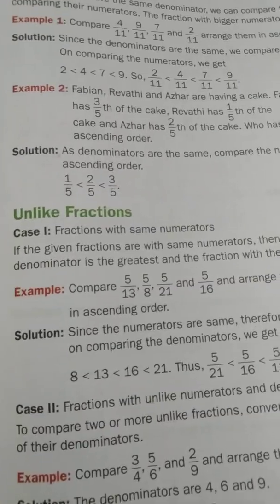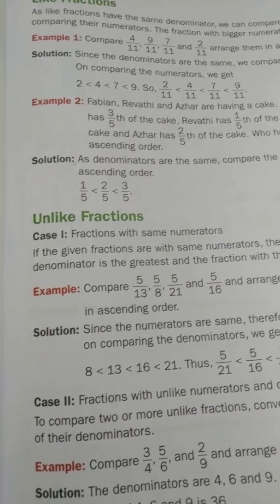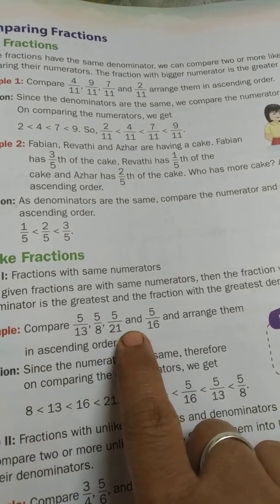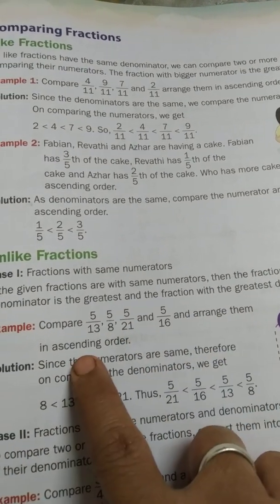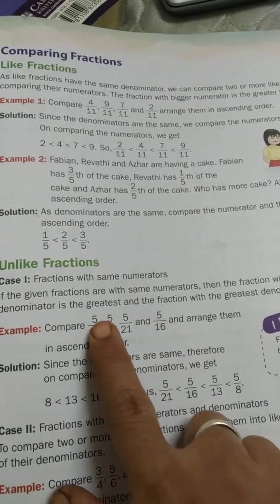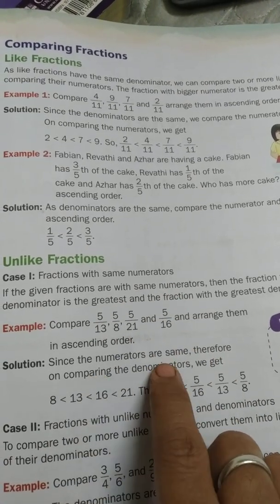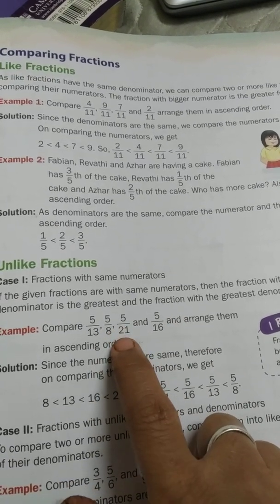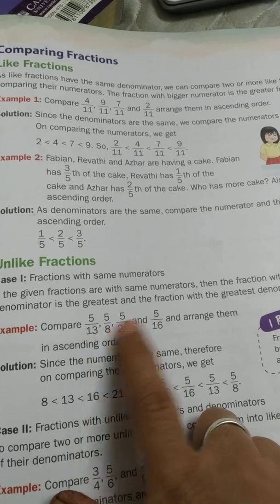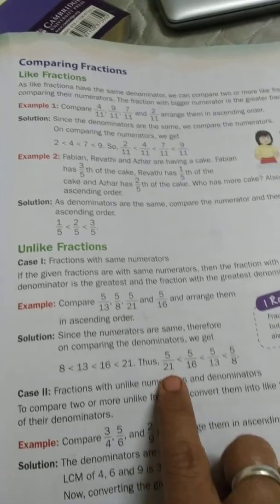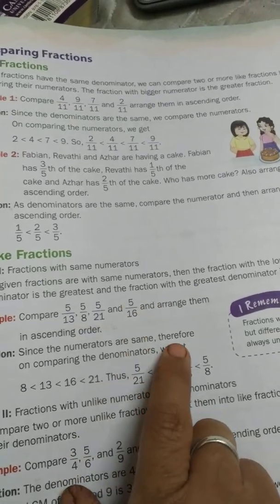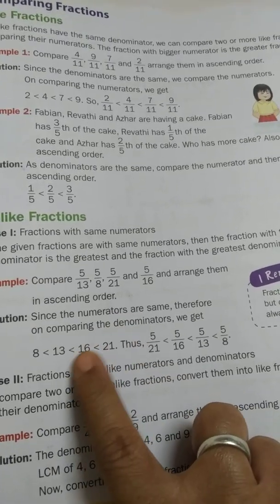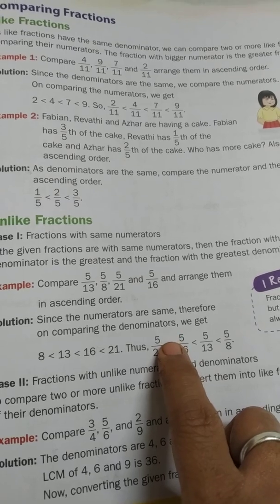If fractions are unlike fractions, see the example here: 5 by 13, 5 by 8, 5 by 21 and 5 by 16. Arrange them in ascending order. Here numerators are same. Therefore, on comparing the denominators, which one is smaller here? 8. After that 13. After that 16. After that 21. In this case, if numerators are same, then we can compare the denominators and write the ascending order in this manner. Okay.